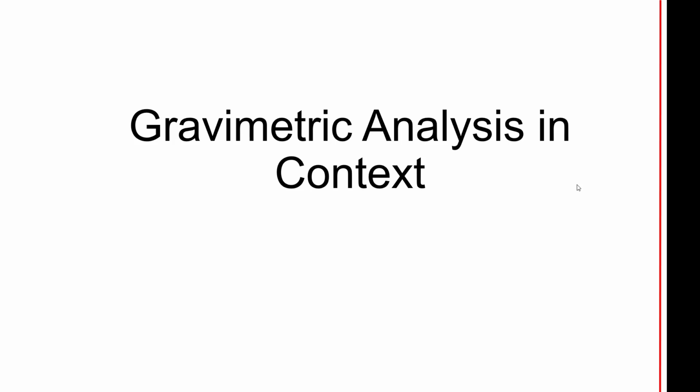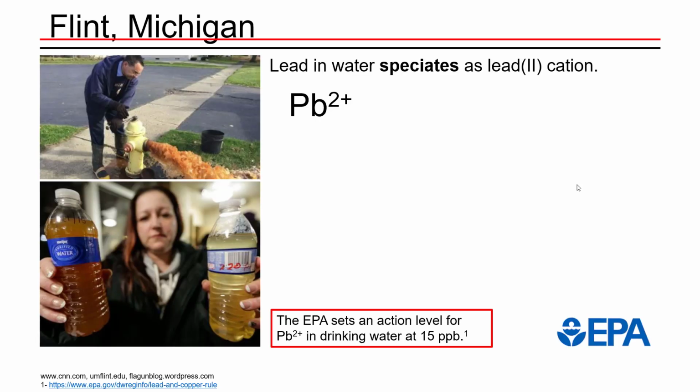To give you a little context for how we would use gravimetric analysis to determine analyte concentration, I want to go back to the Flint, Michigan example. We spoke on the first day of class about the role that analytical chemistry can play in protecting human health and the environment. The Flint, Michigan water crisis provides us a good concrete example of an analyte where we would wish to determine its concentration to immediately serve a societal good. In the case of Flint, Michigan, the analyte in question would be the lead 2+ cation, Pb2+.